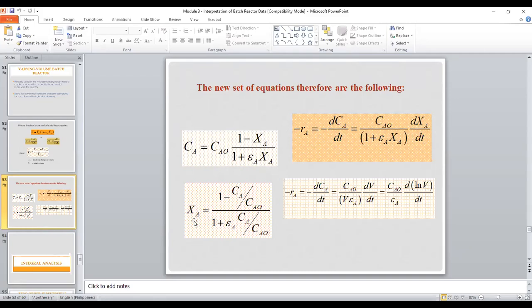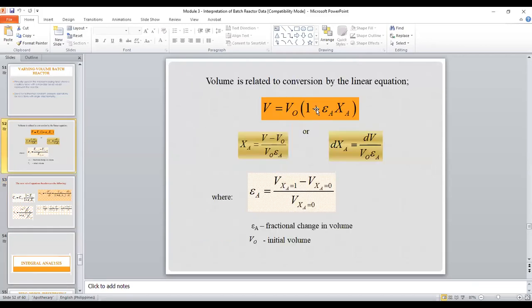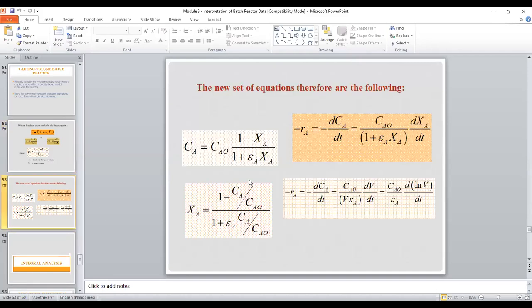Now XA, also from this particular formula, so by the way, class, this is one formula for varying volume batch reactor. And you have this added formula, the third one, which just came from this. Okay, so your CA is equal to CAO times the quantity 1 minus XA all over the quantity 1 plus epsilon A XA.